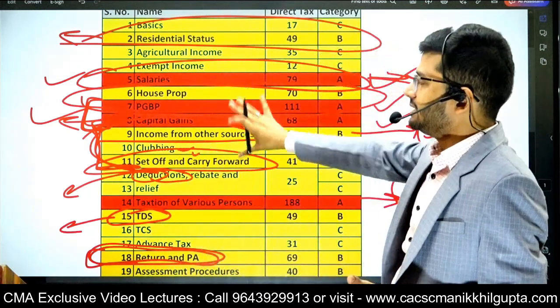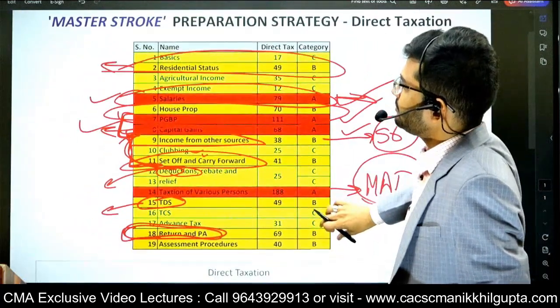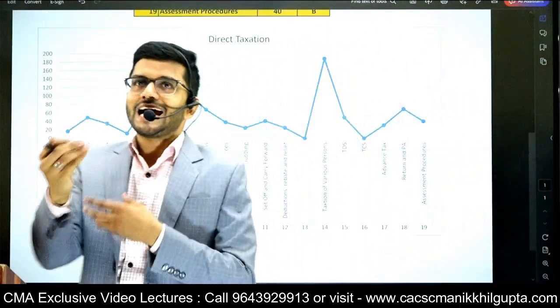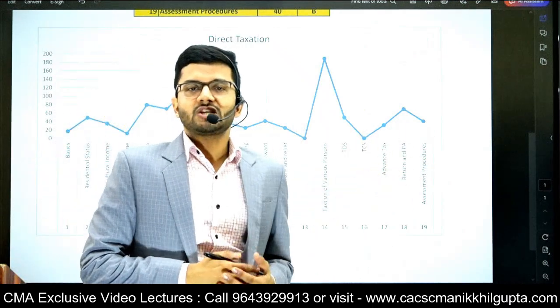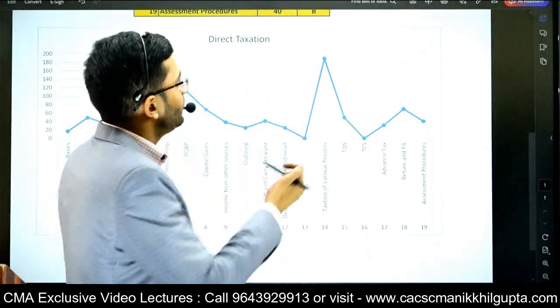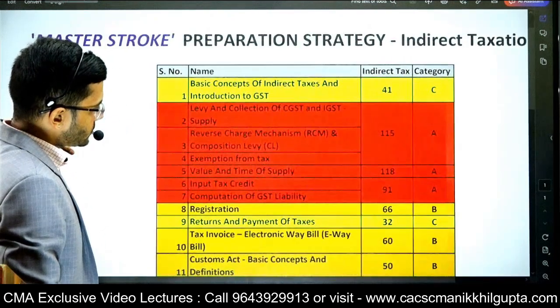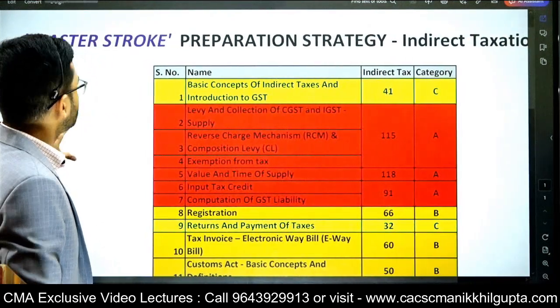So my take will be this on direct taxation. Instead of preparing all the chapters in equal measure, just decide which chapter is to be done well, which chapter is not to be done really well. And guys, you can have the scanner by your side so that you understand what kind of questions have come in the examination regarding a particular chapter.